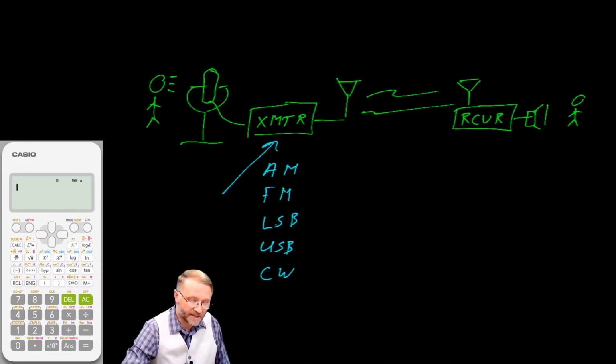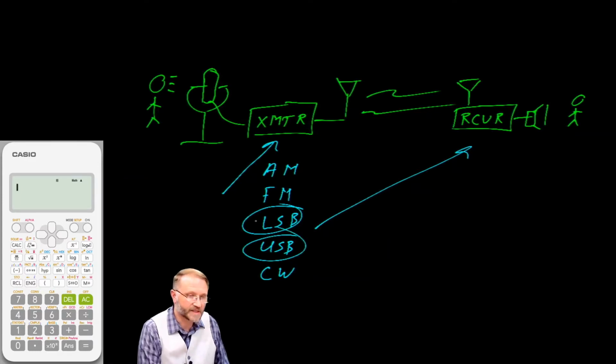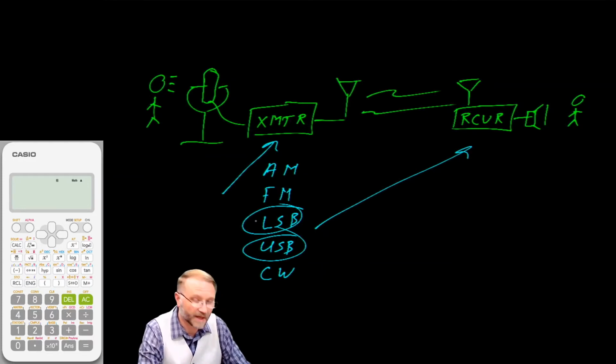Whatever the transmitter is set to, the receiver must be also set to. For example, it wouldn't work if you had a transmitter broadcasting a lower sideband signal and a receiver set to receive an upper sideband signal. I'll leave it to you to go to that web SDR site and see what that sounds like. Horrible. Unintelligible.